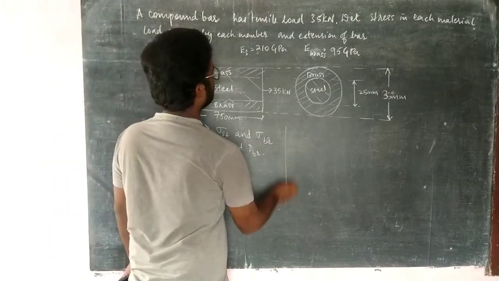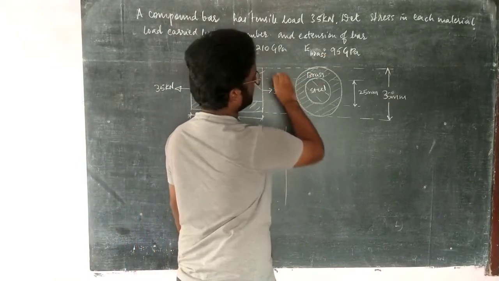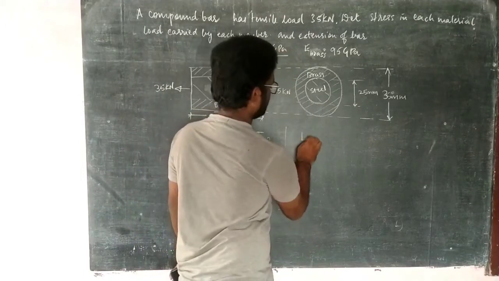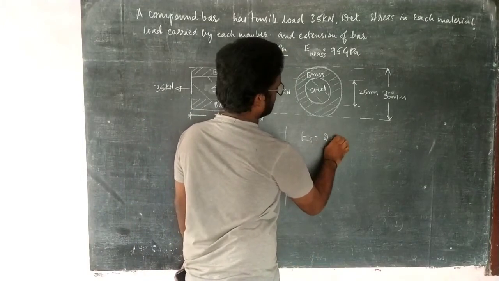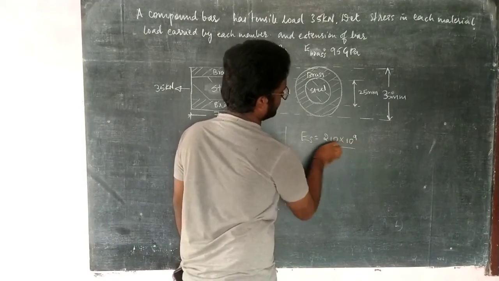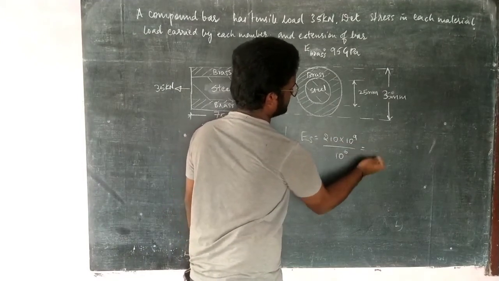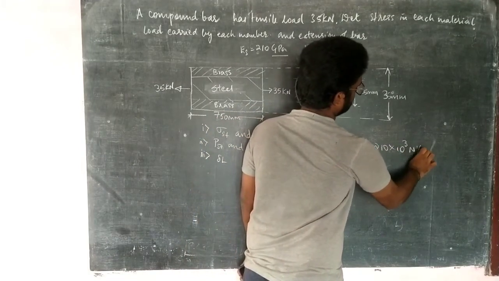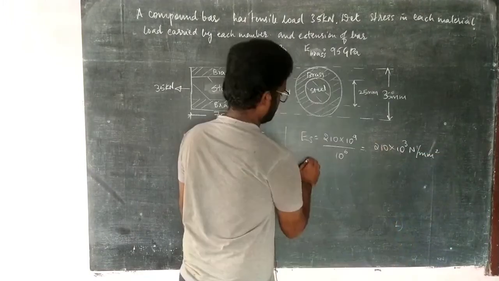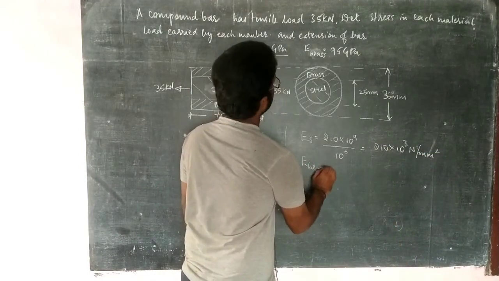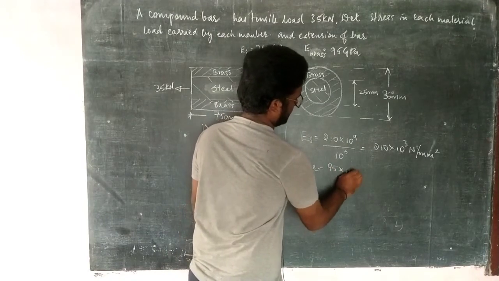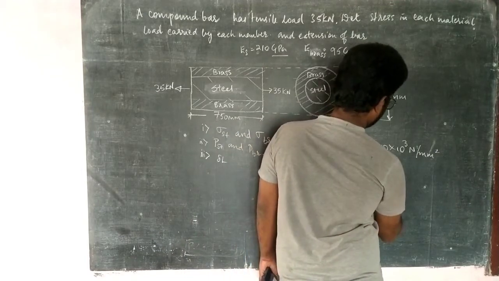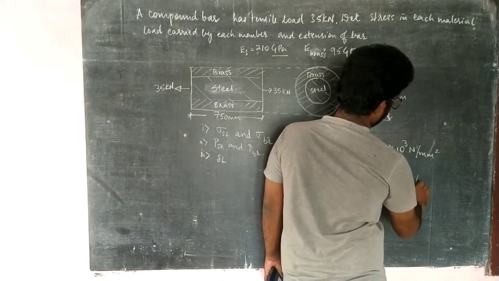Initially, what they have given, ES and EBR, we have to convert into Newton per mm square. They have given it in gigapascal, that is ES is equal to 210 into 10 raised to plus 9 divided by 10 raised to 6, which gives 210 into 10 raised to 3 Newton per mm square. EBR is equal to 95 into 10 raised to 9 divided by 10 raised to 6, which gives 95 into 10 raised to 3 Newton per mm square.